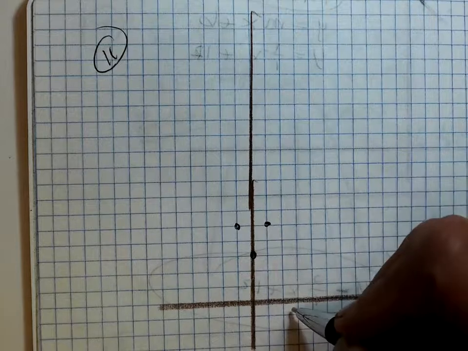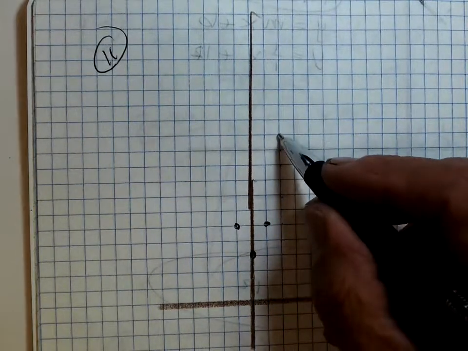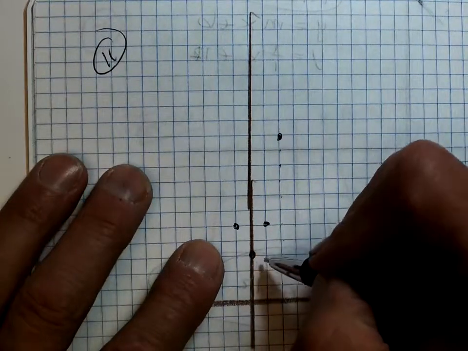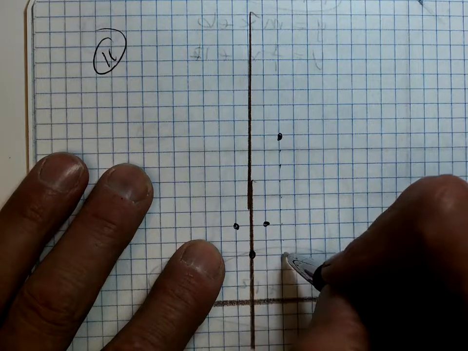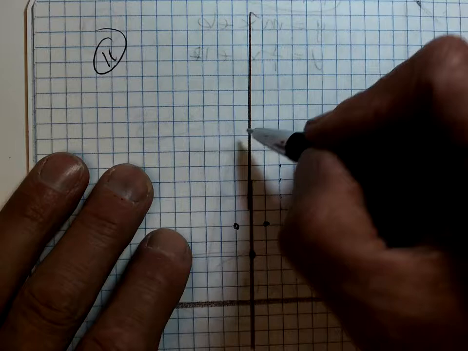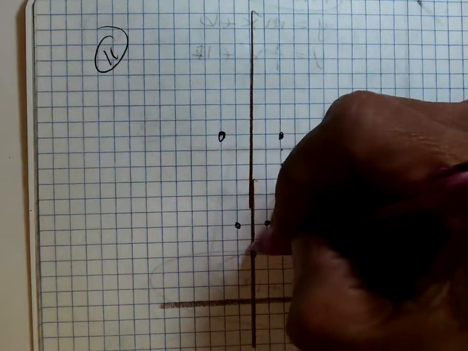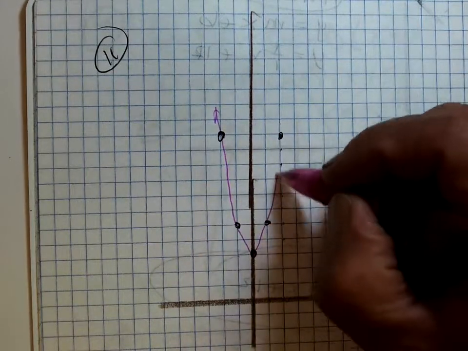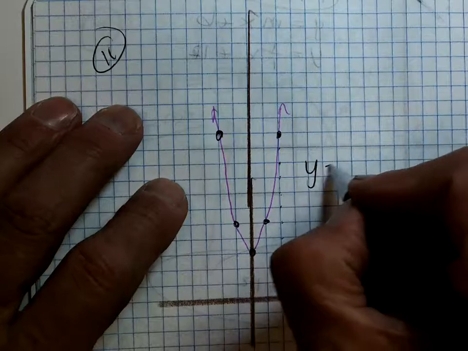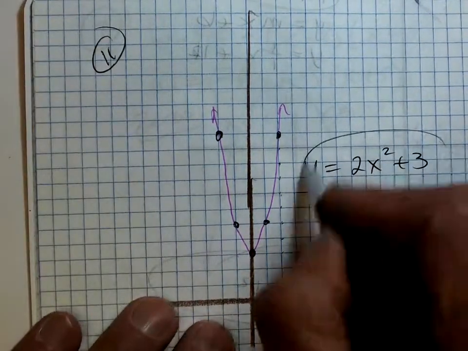Okay, 1, 2, 3, 4, 5, 6, 7, 9, 10, 11. Sure looks like a parabola to me. It does. 1, 2, 1, 2, 3, 4, 5, 6, 7, 8. Oh yeah, this is definitely a parabola, and it's twice as tall. I can see this for sure. It's a parabola. So this is going to be y equals 2x squared plus 3, right?